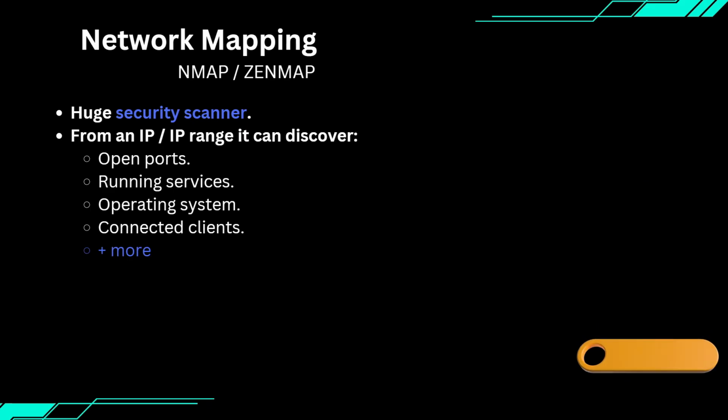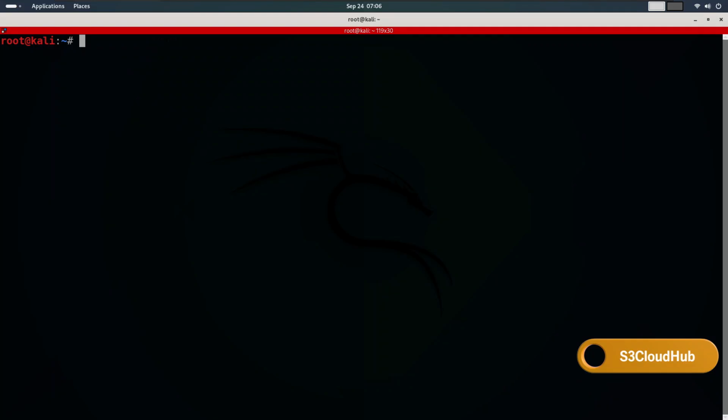Now, Nmap is a huge tool. There are books and entire courses just on Nmap. But don't worry, in today's video, we will focus on the basics. I will show you how to use it to discover connected clients and gather useful information about them. Instead of using the command line version of Nmap, we are going to use Zenmap, the graphical user interface of Nmap. To launch Zenmap, just type zenmap in the terminal or find it in your application menu.